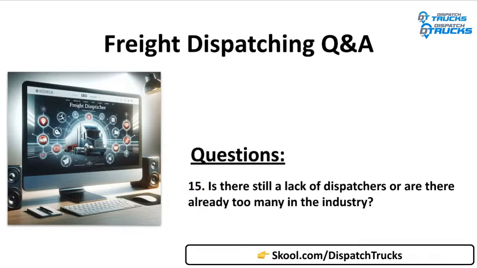There are a lot of things that go into this, but again, not many people survive in this game as independent freight dispatchers. So you need to be a pro at it, meaning a pro at using load boards, and a pro at communicating with brokers, carriers, and drivers. So there's no such thing as a lack of dispatchers. Maybe there are enough dispatchers out there, maybe not enough. But what I'm trying to say is that it's not saturated.